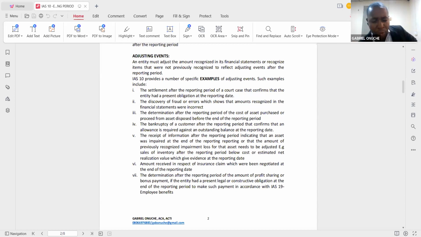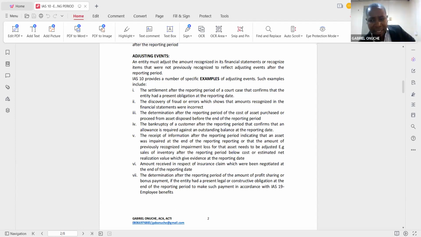Take note of this. Then two, the discovery of fraud or error shows that the financial statements are incorrect. Errors can occur. When there is an error in the financial statements and it is discovered, it's a good example of an adjusting event. Go back and adjust the financial statements. Three, determination after the reporting period of the cost of an asset purchased or proceeds from an asset disposed of before the end of the reporting period.